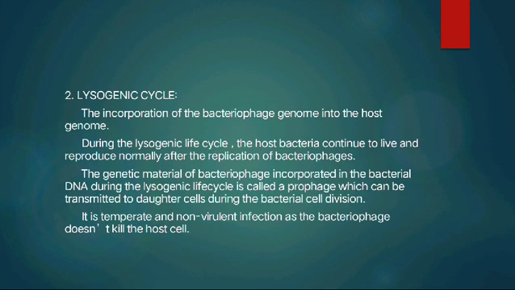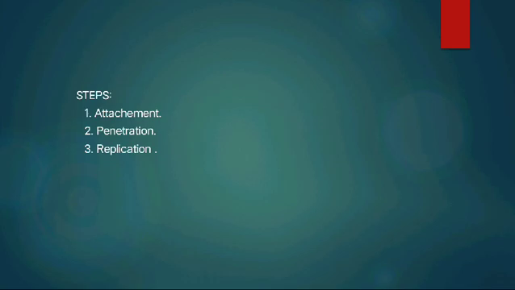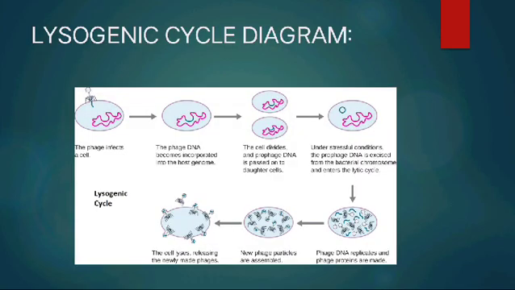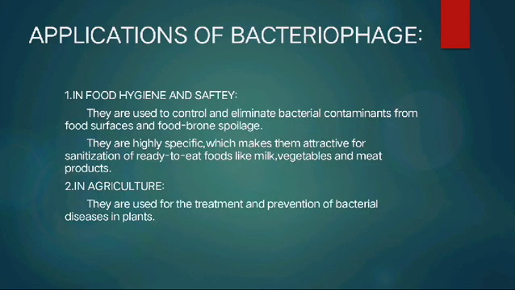Steps of lysogenic life cycle: first attachment, next penetration, next replication. Applications of bacteriophage: in food safety, they are used to control and eliminate bacterial contaminants from food surfaces and foodborne spoilage. They are highly specific, which makes them attractive for sanitization of ready-to-eat food like milk, vegetable and meat products. Next, in agriculture, they are used for treatment and prevention of bacterial disease in plants.